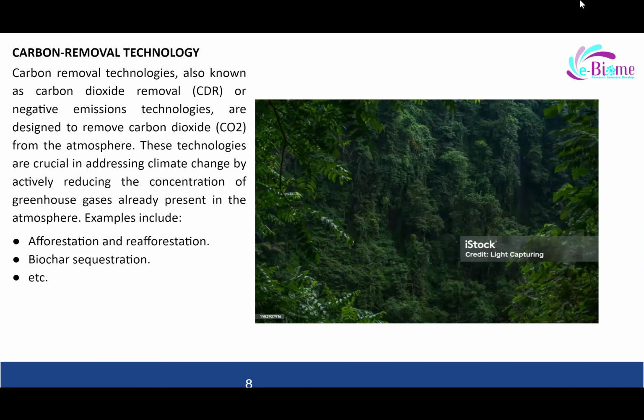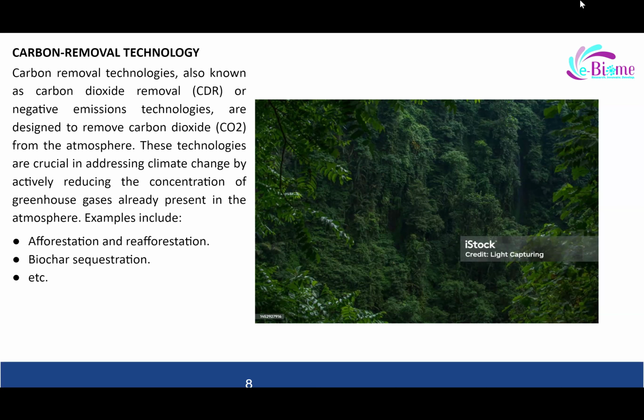Carbon removal technologies. Carbon removal technology is also known as carbon dioxide removal. And this is also a new technology that is gaining foothold in the climate space. It is also known as negative emissions technology. They are designed to remove carbon dioxide from the atmosphere. These technologies are crucial in addressing climate change by actively reducing the concentration of greenhouse gases already present in the atmosphere. We all know of afforestation and reforestation, and then biochar sequestration.